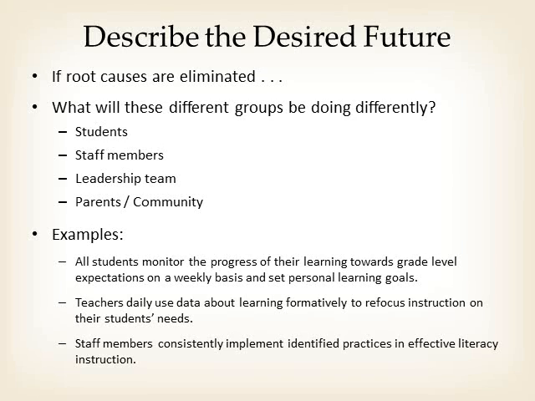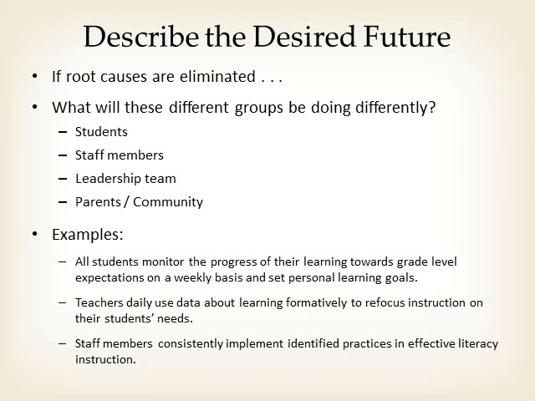Planning teams should consider this question: If we eliminate the root causes of our performance challenges, what would our desired future look like? What is the opposite of our current reality where the root causes of our performance challenges are in place? What will these different groups be doing differently? Students, staff members, leadership team, and the parents and community.